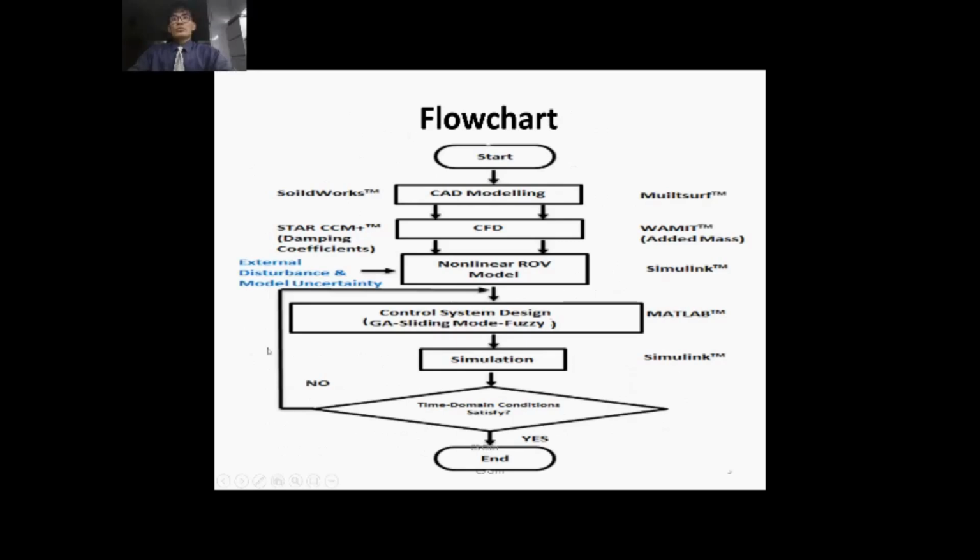So the flowchart demonstrates what we are going to present today. First, we start with the CAD modeling using SolidWorks, followed by CFD, computational fluid dynamics, to determine the damping coefficient as well as the added mass using two software, Star CCM Plus and Wamit. Followed by a nonlinear ROV model, we use Simulink, and then we use Simulink and MATLAB to design the control systems. And then we perform simulations using the same MATLAB Simulink platform. And then we look at the time domain conditions, whether they are satisfied. If not, we just repeat the process. So this is a very typical control system design process.